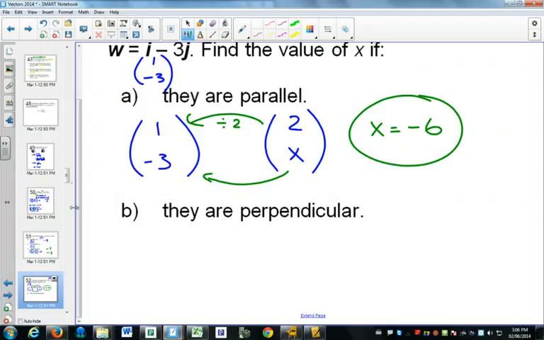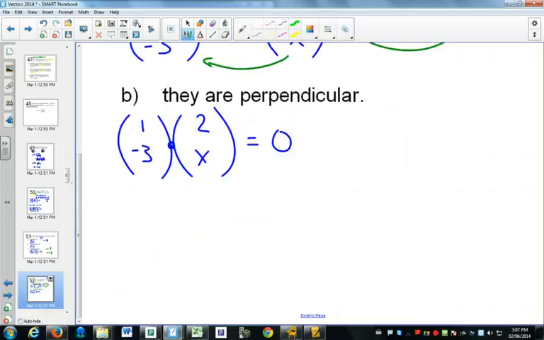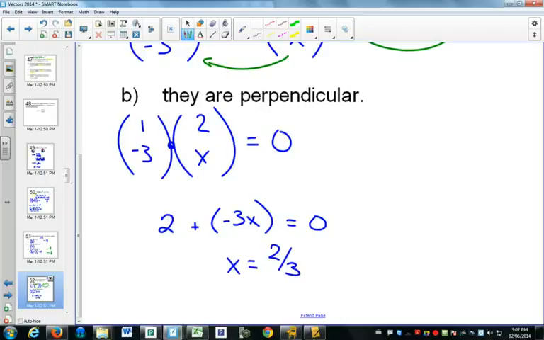The answer is 2 minus 3x equals 0, right? 2 minus 3x is equal to 0, yes. So what are you using? The dot product, right? So instead of thinking negative reciprocals, it'll be easier if you think the dot product. Now the dot product would be 2 plus a minus 3x equals 0. 2 divided by 3. So you'll get x is 2/3.